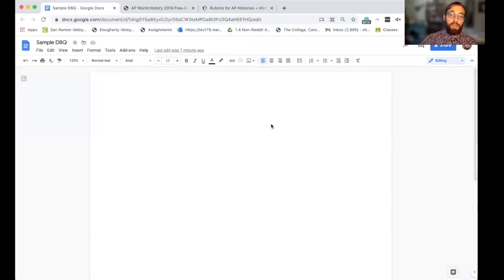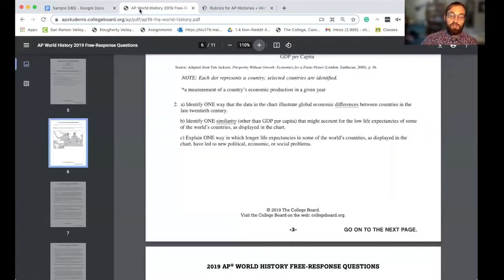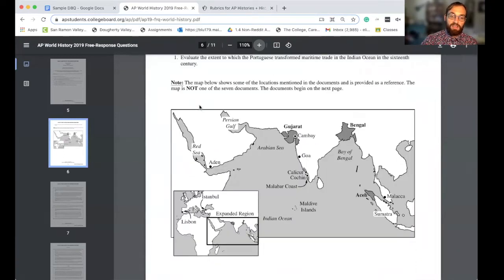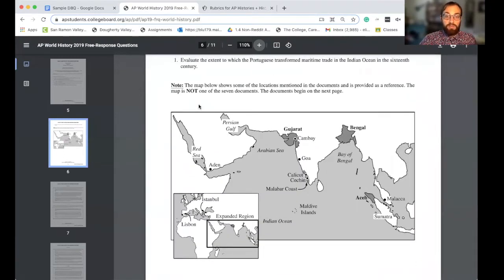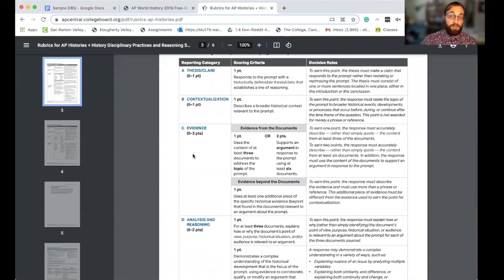All right, students, so what we have here are 3 things. One, I've got a Google Doc in which I'm going to type this to give you a demo of the strategy. We have the 2019 AP World Free Response, that is trade in the Indian Ocean, which I use with my other DBQ videos, as well as the rubric for all AP Social Studies DBQs. So what I'm about to show you applies to AP World, AP Euro, and AP US. And I do want to zoom in on a few things the rubric specifically says.